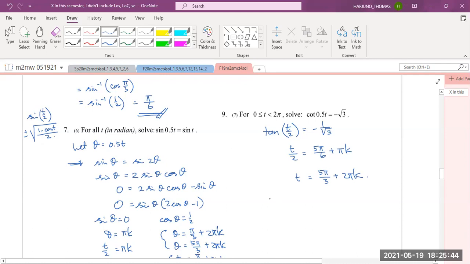Okay. Now, when k equals 0, t equals 5 pi over 3. But when k equals 1 it's already more than 2 pi. So that's the only answer we have in this number 9. Let's go on.